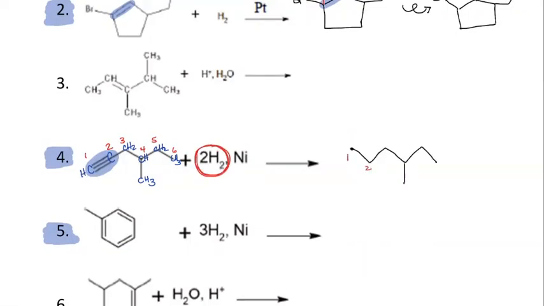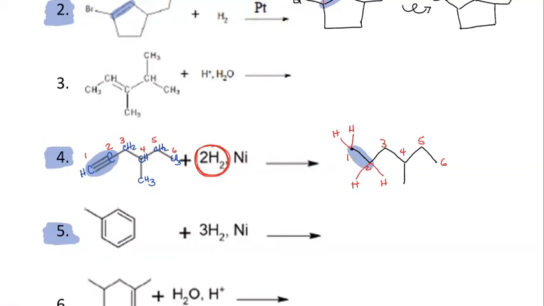If this is 1, and this is 2, this is 3, 4, 5, and 6, carbon 1 gets 2 hydrogens. Carbon 2 gets 2 hydrogens. So this is where the carbon-carbon triple bond used to be. So please be careful in exam 3 and also in the chapter 5 chapter quiz when it comes to alkynes undergoing hydrogenation, how the product will look.